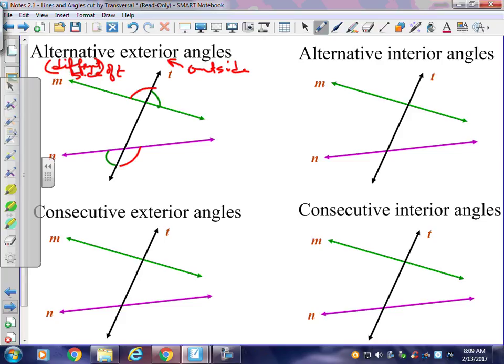Alternate interior angles do the same thing. If you have one on the interior, it's got to be on the opposite side of the line on the interior. This angle here would go alternating with this one, and they're both interior.